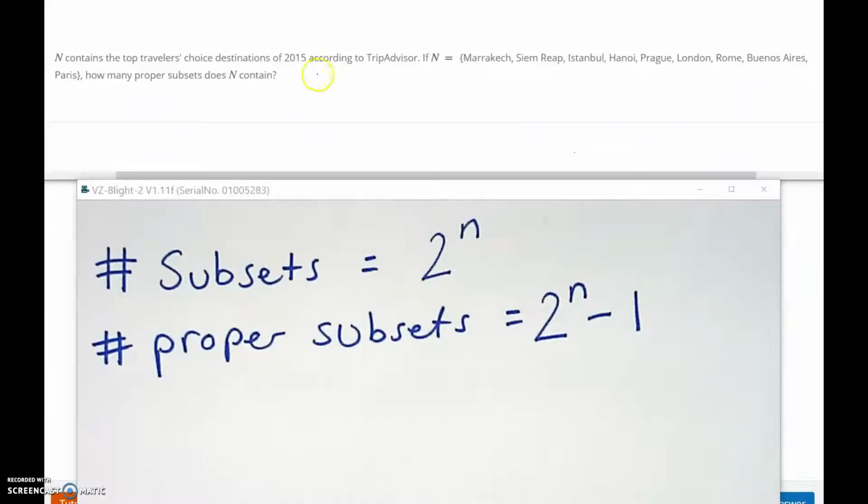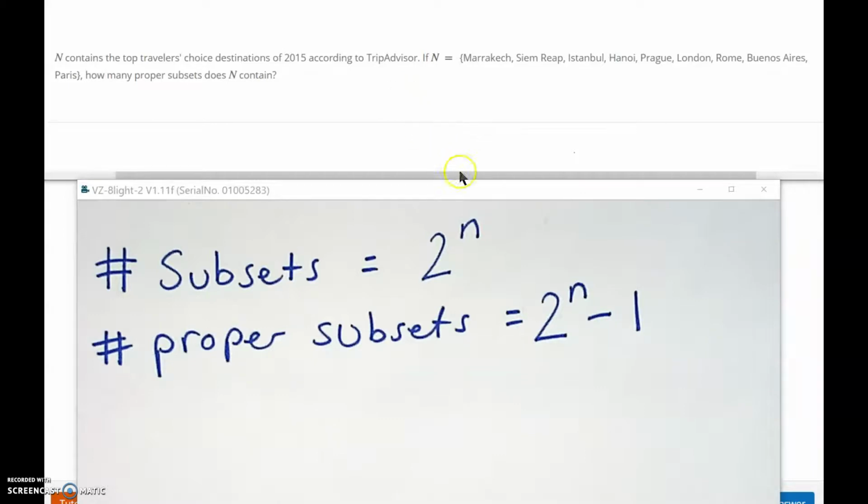Okay, getting back to the problem at hand, they tell us that N contains the traveler's choice top destinations for 2015, before we were in a pandemic and we could actually travel places. And so we have this list of elements, because it's the roster notation for the set of travel destinations. And then we have these formulas down here. What do we need to do to make these formulas work, Chris?